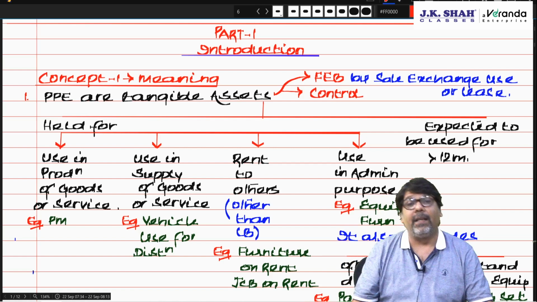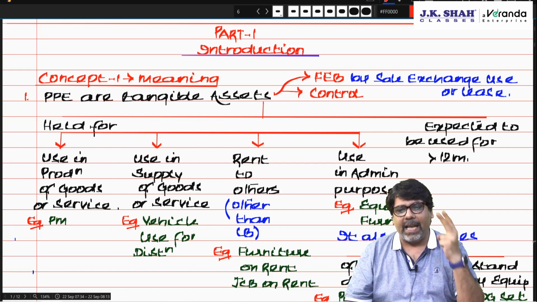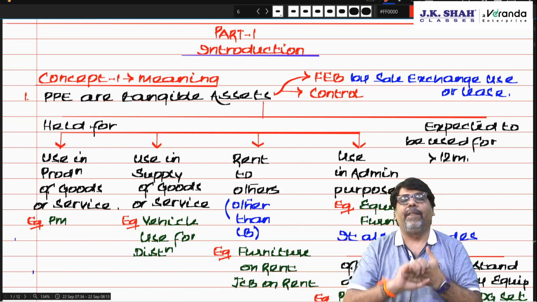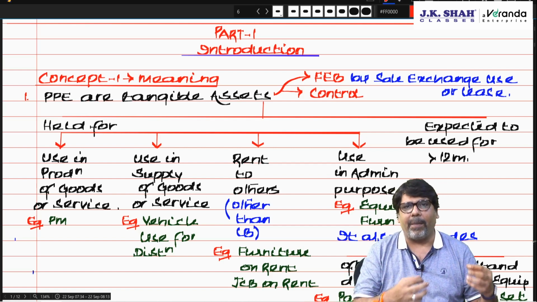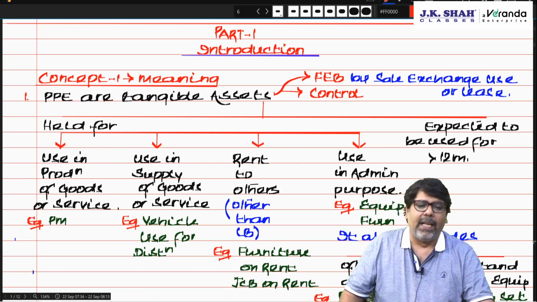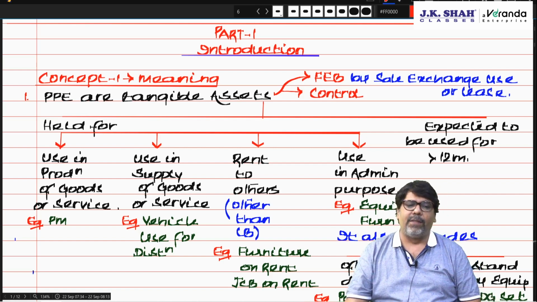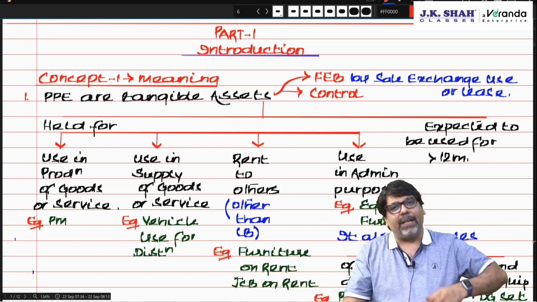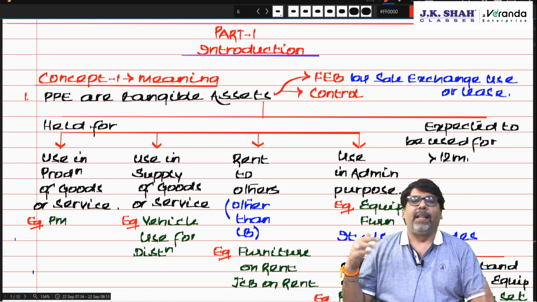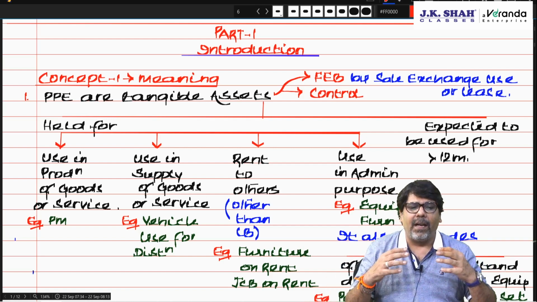Second comes future economic benefit. Future economic benefit means sale, exchange, use or lease. If I can derive benefit from the asset in any of the four ways, I say the asset has a future economic benefit. Correct? The definition of PPE: PPE are tangible assets held for use in the production of goods and services. That means plant and machinery for goods, and for services also. Like I am taking a class, this mic is also plant and machinery for me because it is helping me to produce a service.